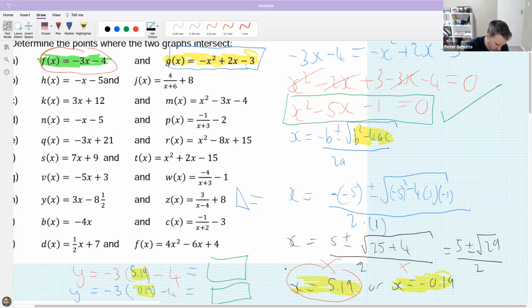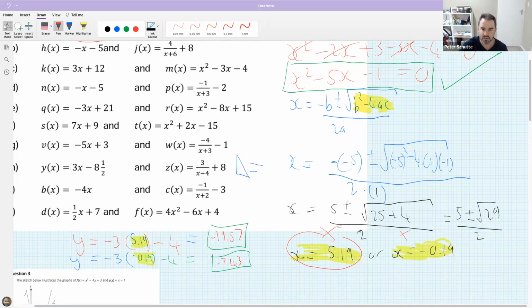So I can do it too. If I go minus 3 times 5.19, and then I take away 4, I get minus 19.57. And then for the other one, minus 3 times minus 0.19. That ends up being positive, and then I take away 4, and I get minus 3.43. And what that means is the intersection point that goes with x is, I mean, the y value is going to be minus 19.57. Over here, y is going to be minus 3.43.